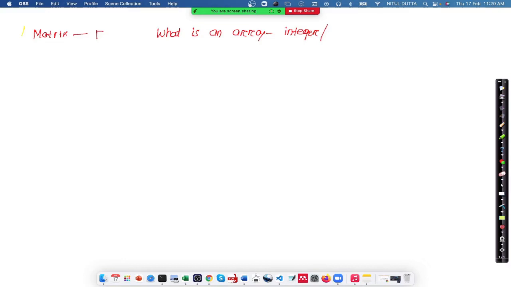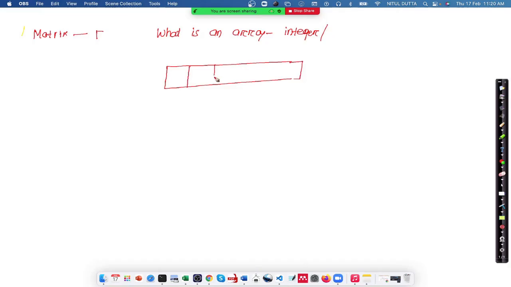An array is considered as a collection of homogeneous data. Homogeneous means the same data type. If I say this is an array, we have to give a name to the array, A, and this array actually comprises multiple memory locations.